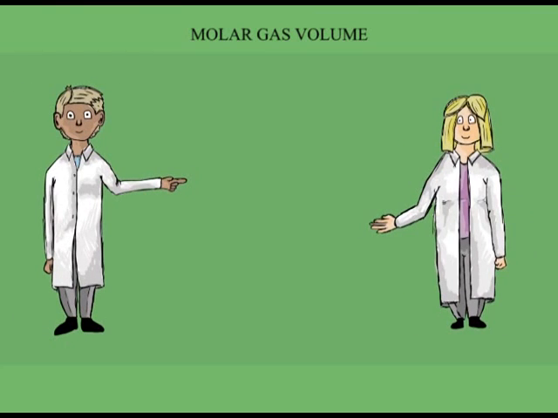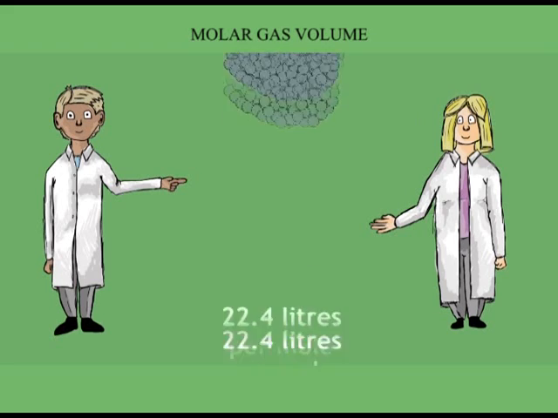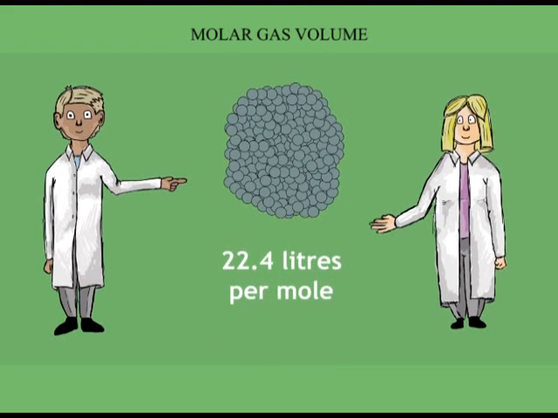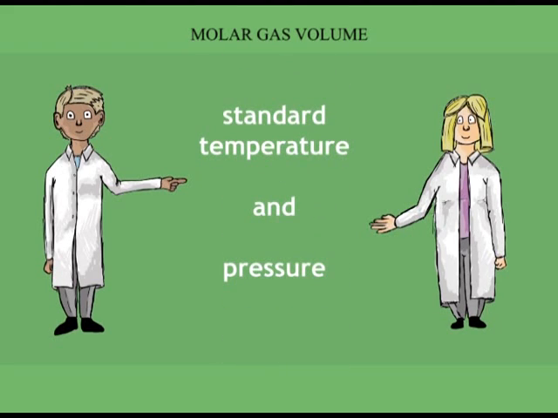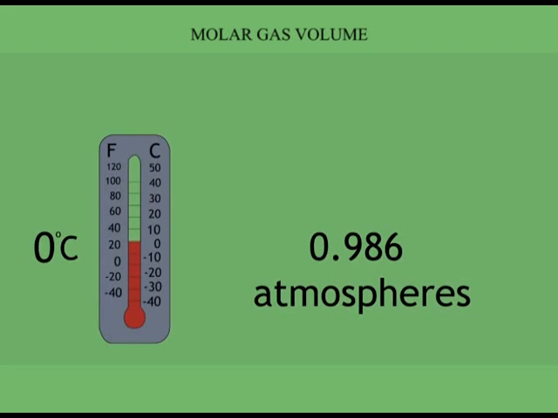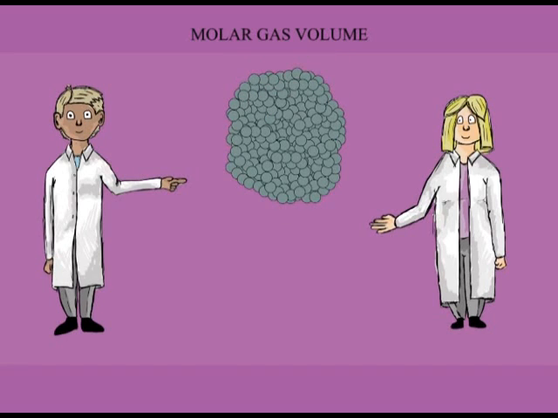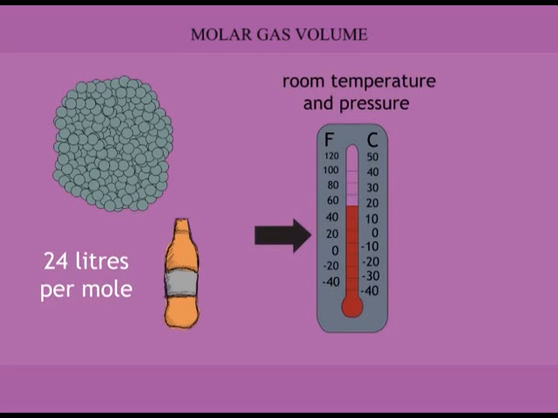It has been found that 1 mole of any gas occupies approximately 22.4 liters under standard temperature and pressure. Standard temperature and pressure is 0 degrees Celsius and 0.986 atmospheres. It has also been found that 1 mole of any gas occupies 24 liters at room temperature and pressure, which is 20 degrees Celsius and 1 atmosphere respectively.